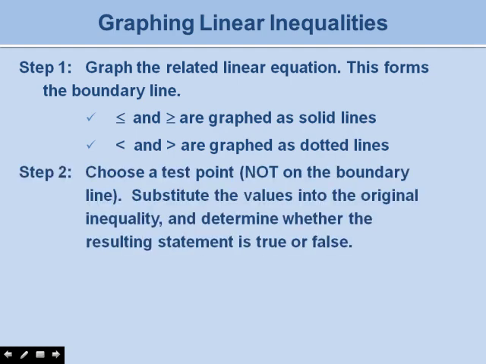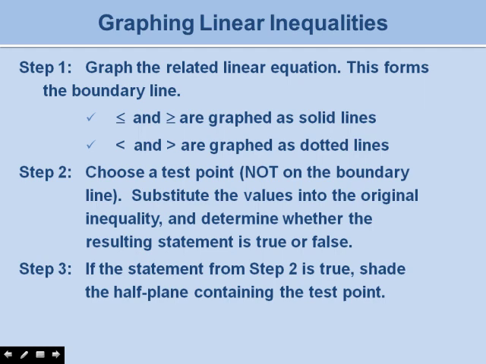Step 2 is that we're going to choose a test point which is not on the boundary line. We'll substitute the values from that ordered pair into the original inequality and basically determine whether that ordered pair is a solution for the inequality or not. So we'll be determining whether the resulting statement is true or false, just like we did in the last couple of examples. Now, if it ends up that our test point ordered pair is a solution, then we'll be shading the half plane that contains that test point on our graph.